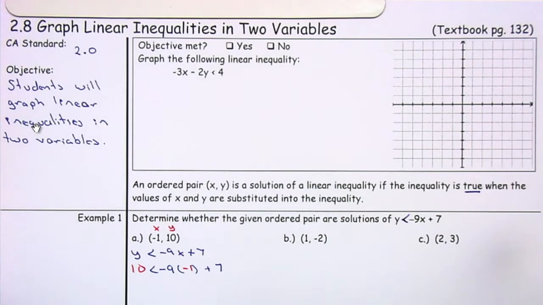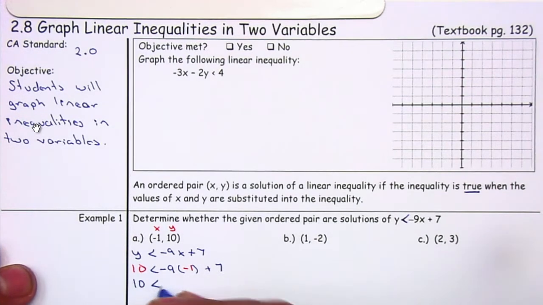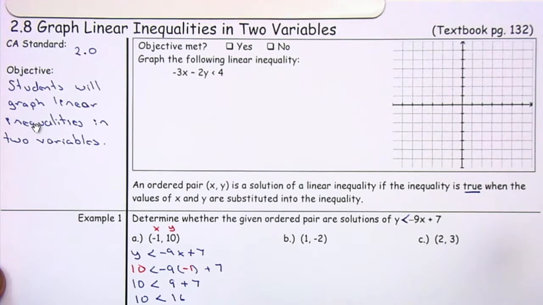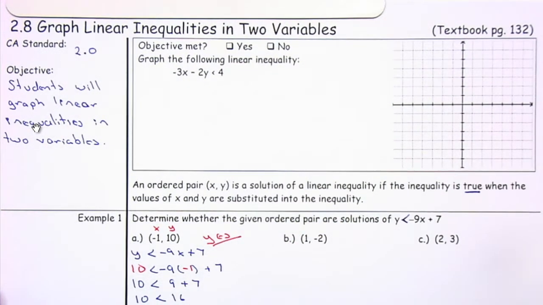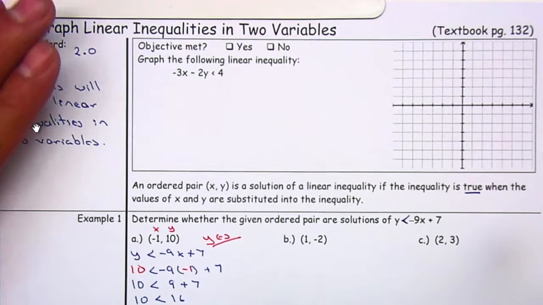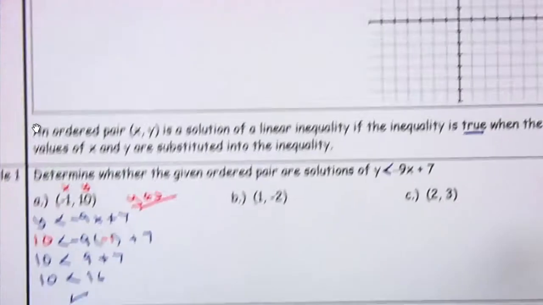We are going to simplify. 10 is less than negative times negative is a positive 9, plus 7, so 10 is less than 16. True. So this is a solution. Yes. Go and try examples B and C. Go ahead and pause it and see what you get.